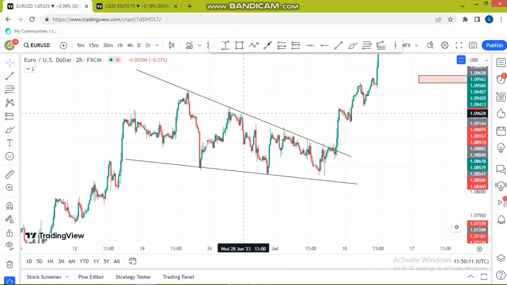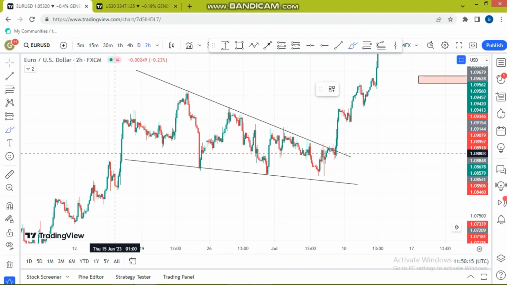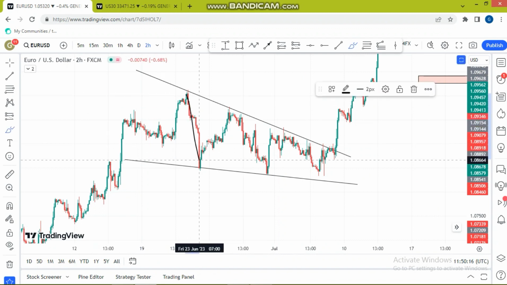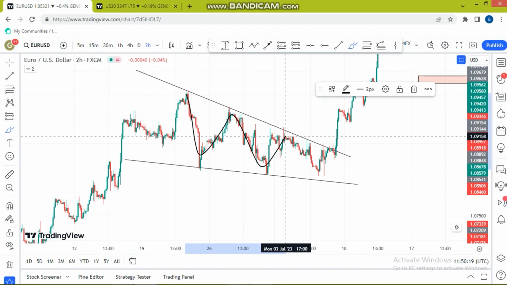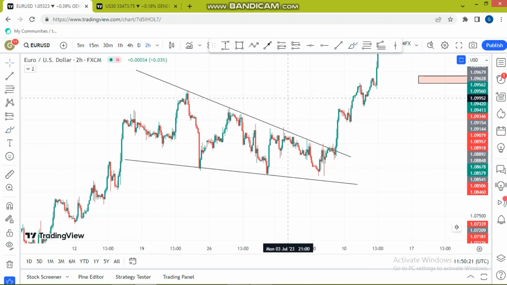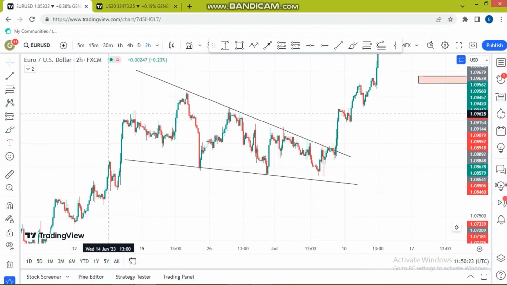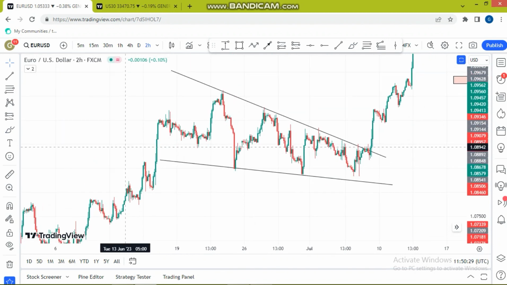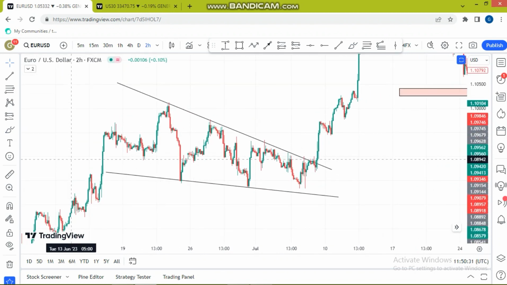A mistake lots of traders make is that when they see an uptrend like this, they see the market make a lower high and tend to look for sell positions. No, please don't do that. Anytime you are in an uptrend, you're only looking for trend continuations. Do not go against the trend.